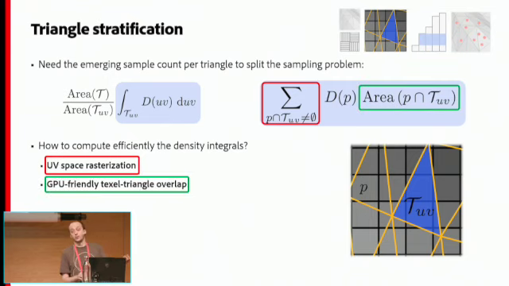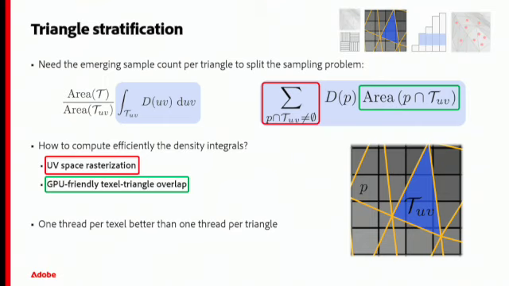And of course, this area means that we will have to deal with this texel triangle overlap in an efficient manner. Here, the whole idea is that, instead of doing stratification where we assign one thread for each triangle and do stuff independently per triangle, by doing rasterization we are assigning one thread per pixel, which is a much finer granularity, and it's much faster.